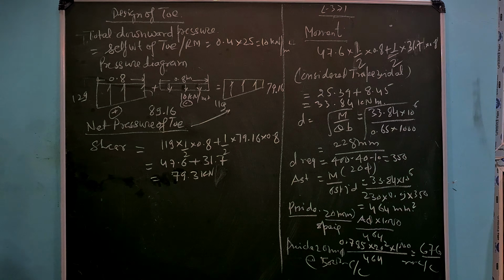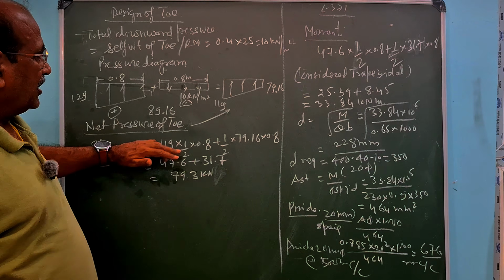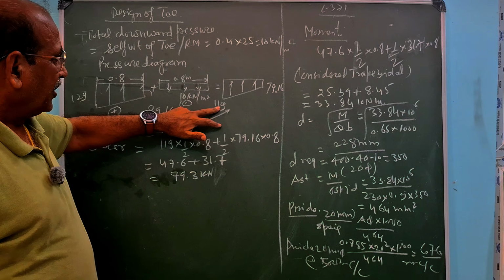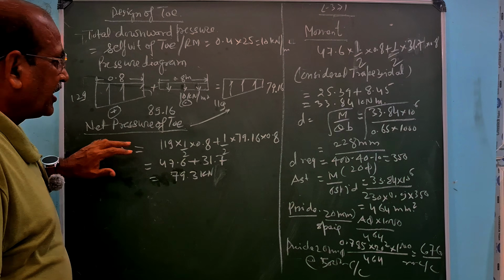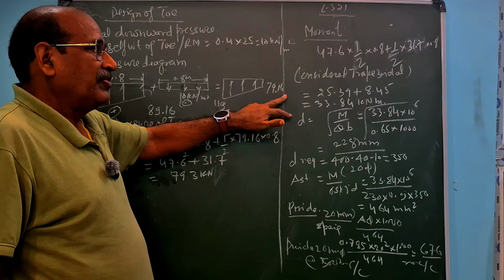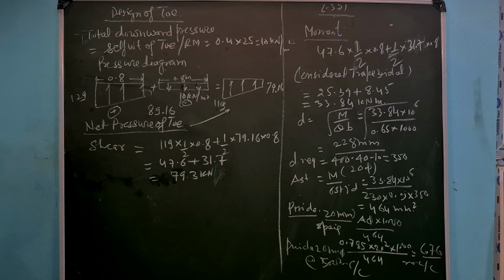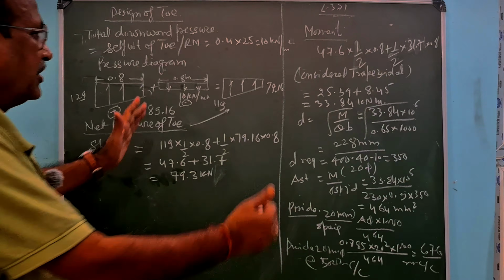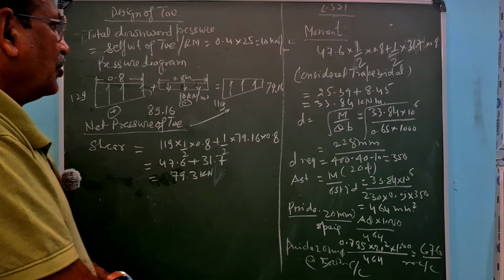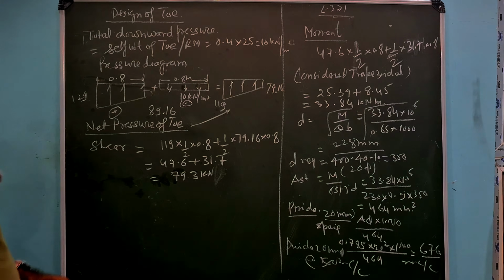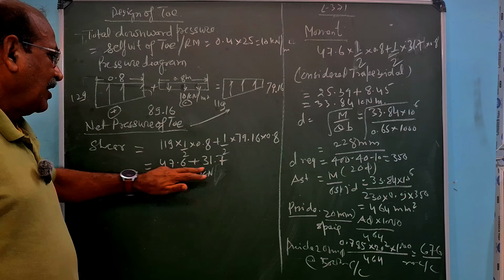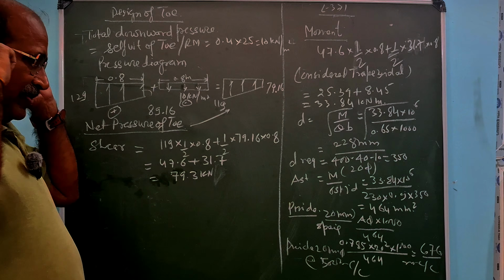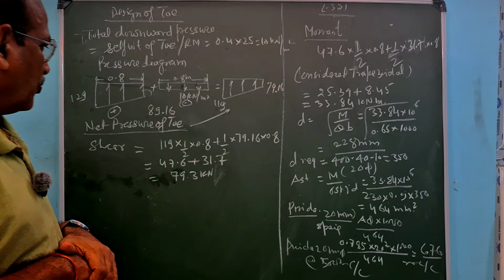Now you can find out the shear. Shear is how? That is 119 into 0.8 divided by 2, and this is 79.16 divided by 2 into 0.8. This is average taken, because this is a trapezoidal, so we are taking this much. So we are getting one as 47.6 here and another as 31.7 kilonewton.